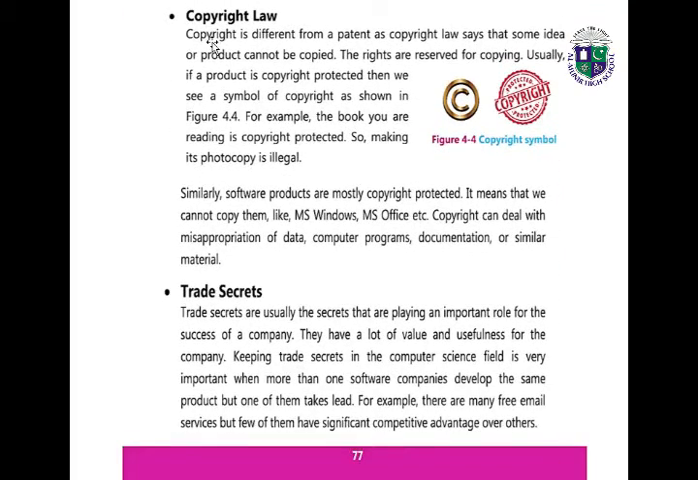Copyright law. Copyright is different from a patent, as copyright law says that some idea or product cannot be copied. The rights are reserved for copying. Usually if a product is copyright protected, then we see a symbol of copyright as shown in figure 4.4. For example, the book you are reading is copyright protected, so making its photocopy is illegal.